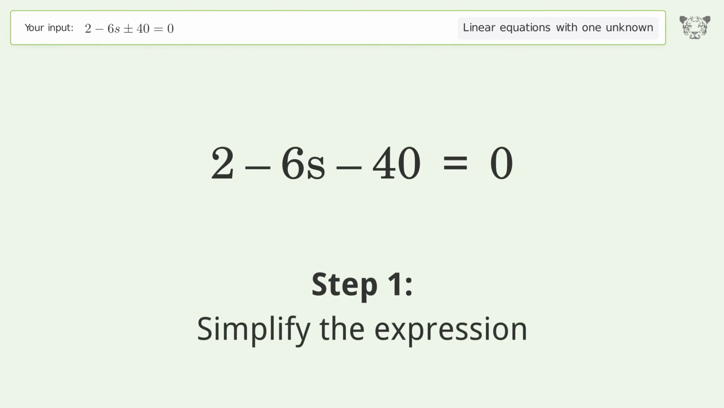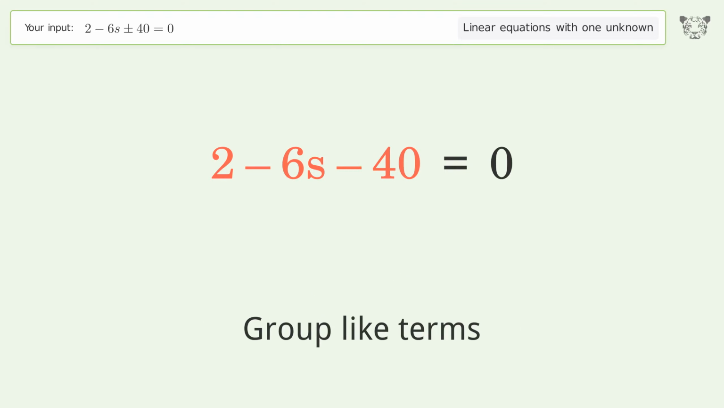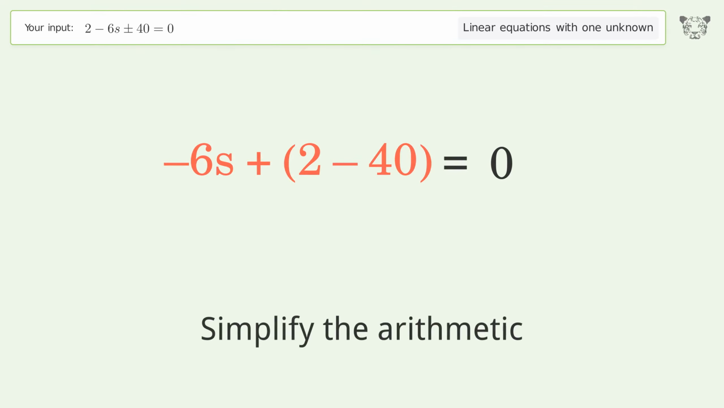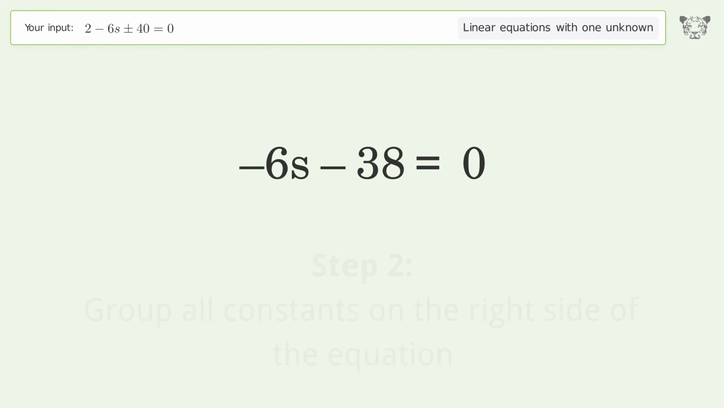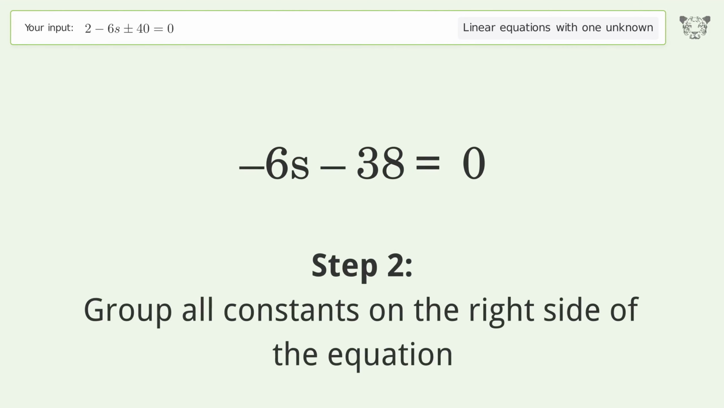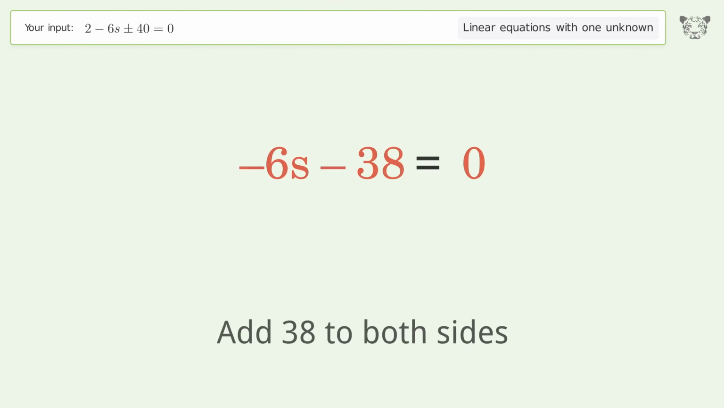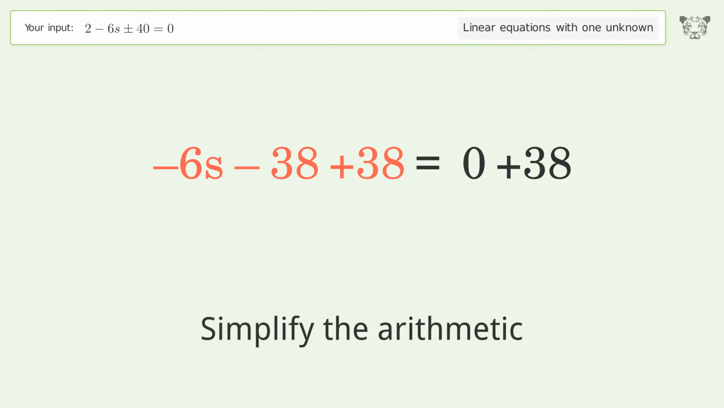Simplify the expression. Group like terms. Simplify the arithmetic. Group all constants on the right side of the equation. Add 38 to both sides. Simplify the arithmetic.